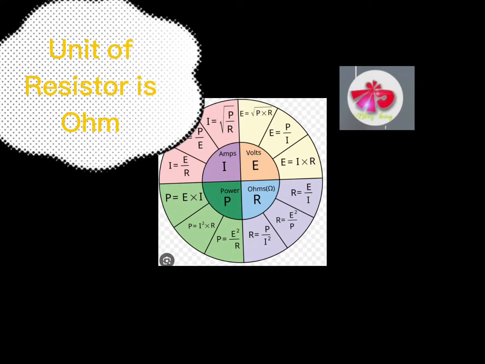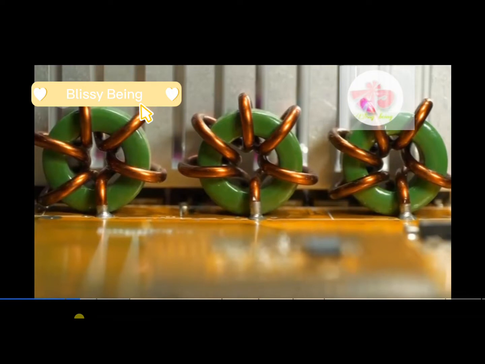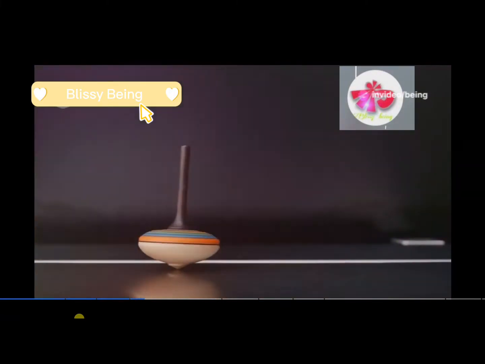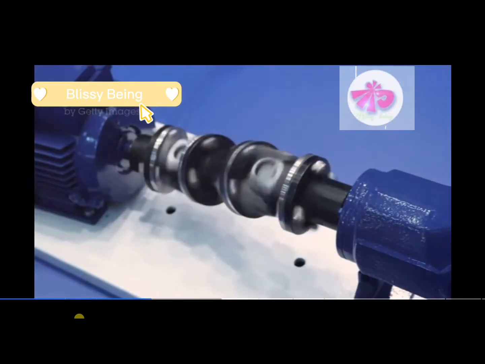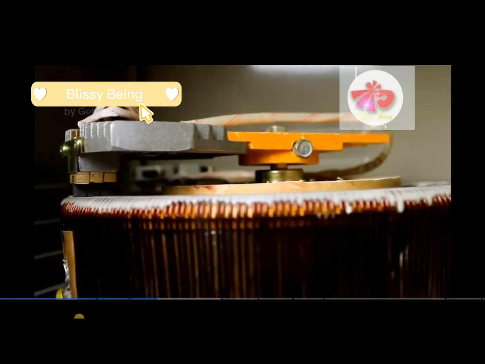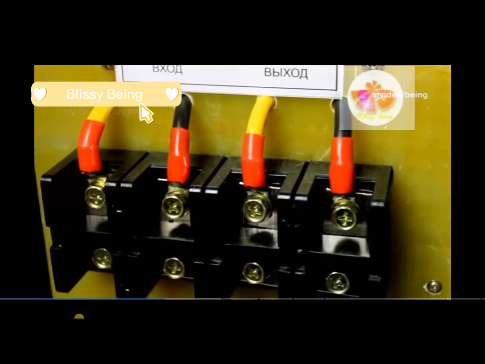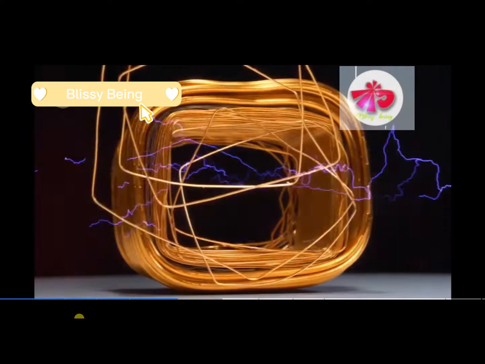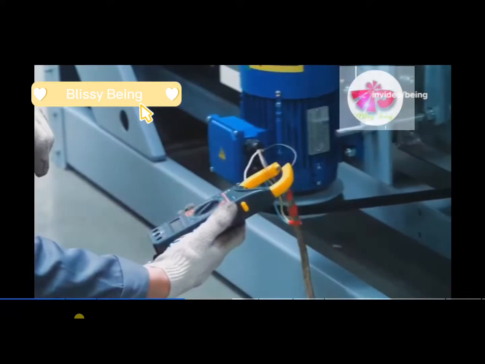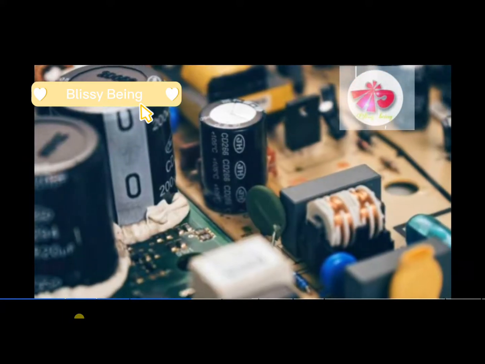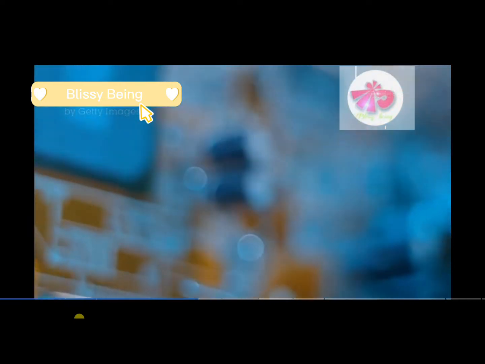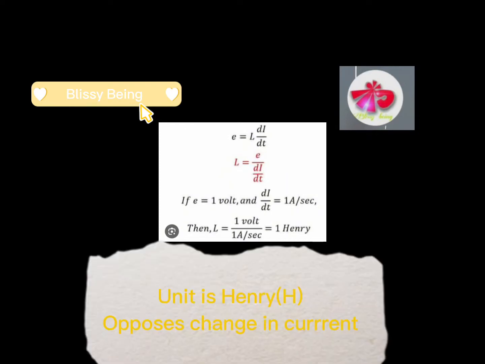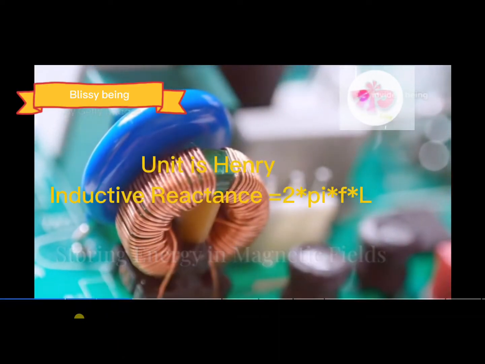Ohm's law. Next we have the inductor, which is also a passive component, but unlike resistors, inductors store energy in the form of a magnetic field. This occurs when current flows through a coil of wire. As the current changes, the magnetic field either expands or collapses, generating an electromotive force that opposes the change in current. This is Faraday's law in action. The induced voltage is proportional to the rate of change of current. The inductor's unit is Henry, and inductive reactance XL in an AC circuit is given by 2πfL, where f is the frequency of the AC signal.